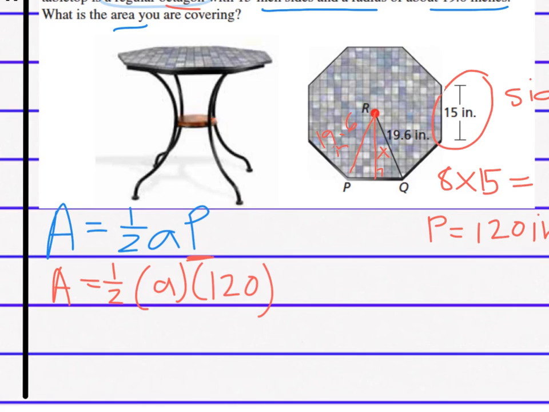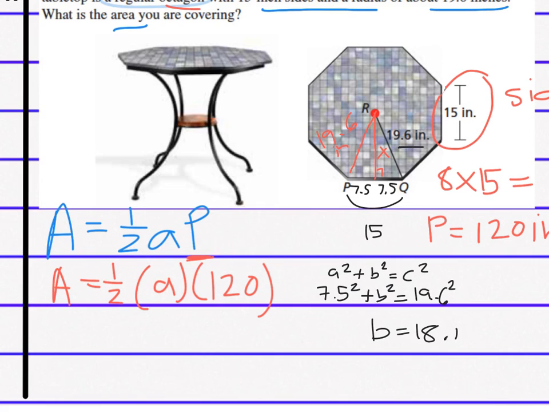Well, actually, if you look at this picture here, my goal is to find x, and I know that PQ is 15. And since these are congruent triangles, this is 7.5 and 7.5. So if I want to find x, I can just use my Pythagorean theorem, a squared plus b squared equals c squared. My c is 19.6, and my a or b is 7.5. So I can plug everything in like this. If I want to avoid using the trig, I do that. I square those, I subtract, I take the square root. I get 18.1 for my apothem.